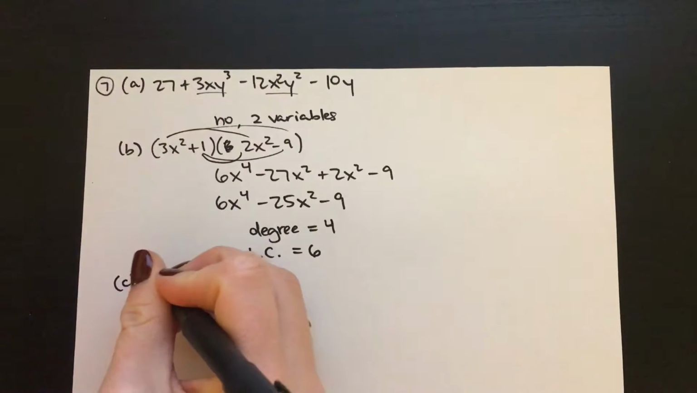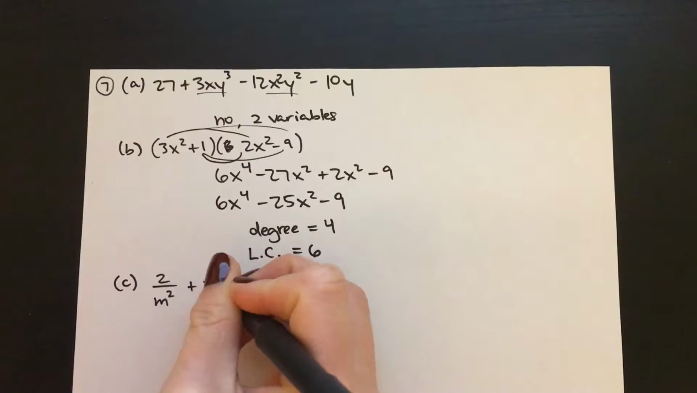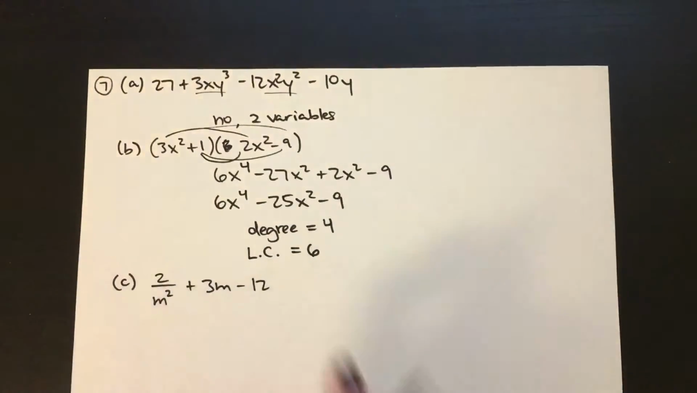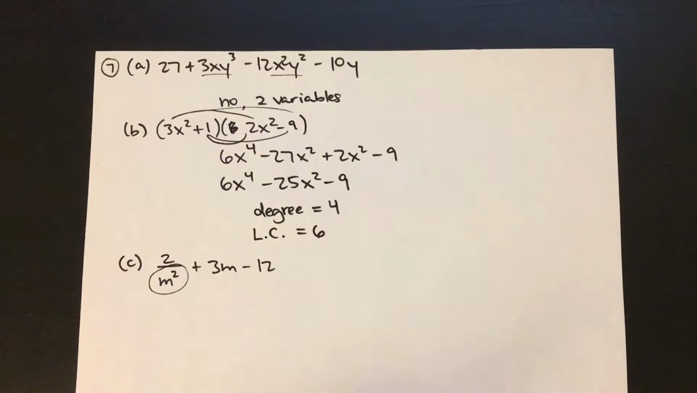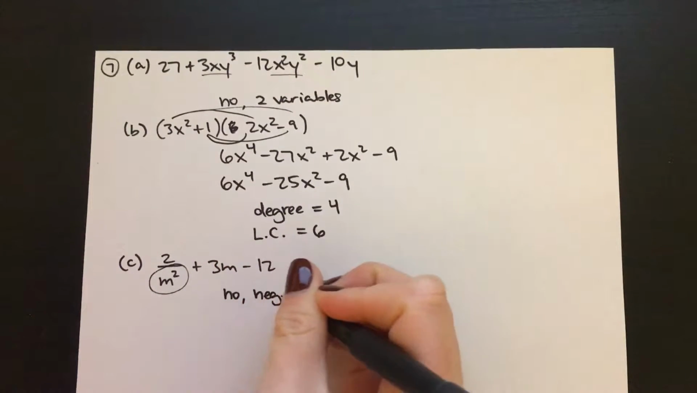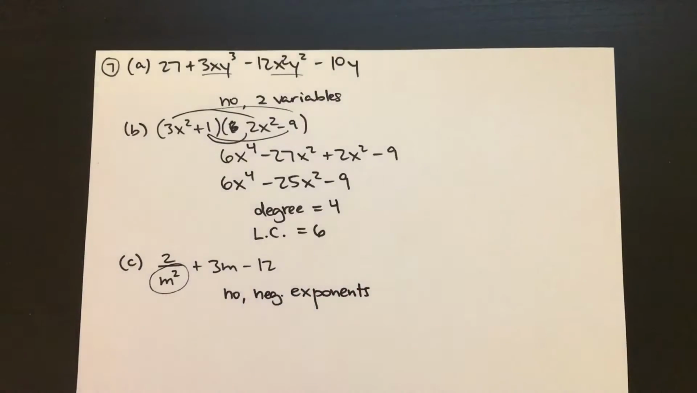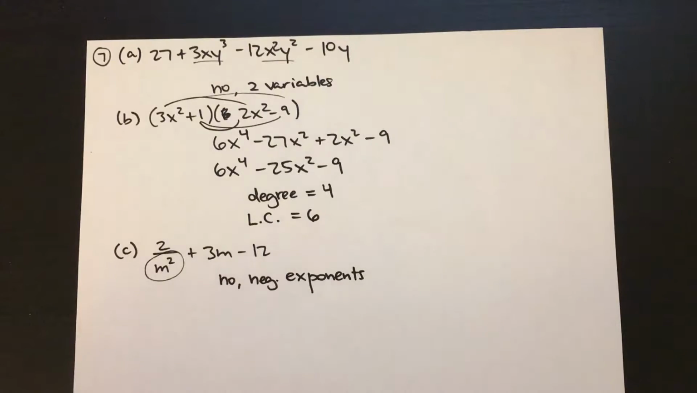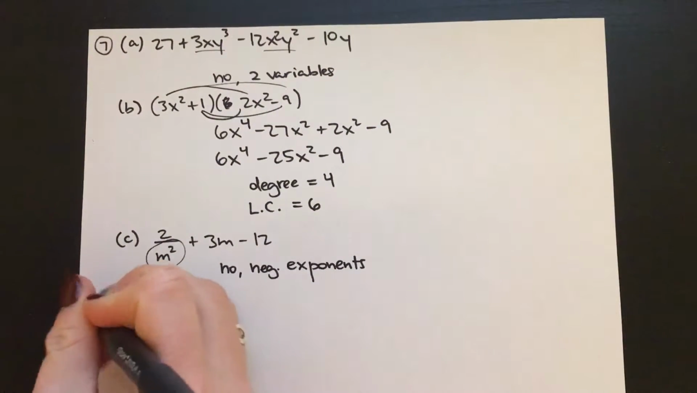Part C, we've got just one more of these here. First of all, asking, is it a polynomial in one variable? So it has one variable, which is good. However, when we have this variable in the denominator, that technically means that it's a negative exponent, and in order to be a polynomial, you can't have negative exponents. So no, and the reason is because we have negative exponents. We're not allowed to have negative exponents. We're not allowed to have square roots either. So if you ever see square roots, that also means that it's not a polynomial.